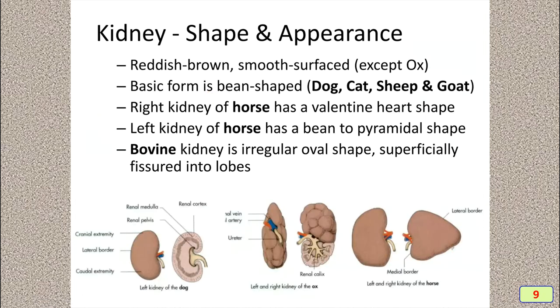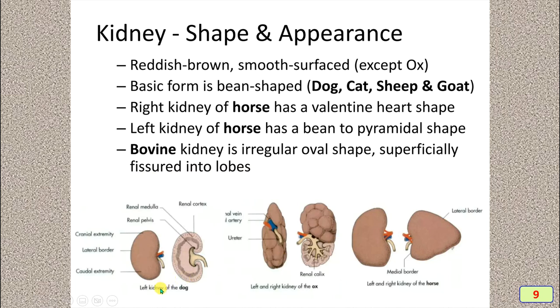Usually the kidney is a bean-shaped, reddish brown organ with a smooth surface except in horses, and the basic form is bean-shaped in most animals like dog, cat, sheep and goat. The right kidney of the horse has a valentine heart shape. And the left kidney of a horse has a bean to pyramidal shape. So there is a difference between the right and left kidneys. The bovine kidney is irregular, oval shaped, superficially fissured into lobes.